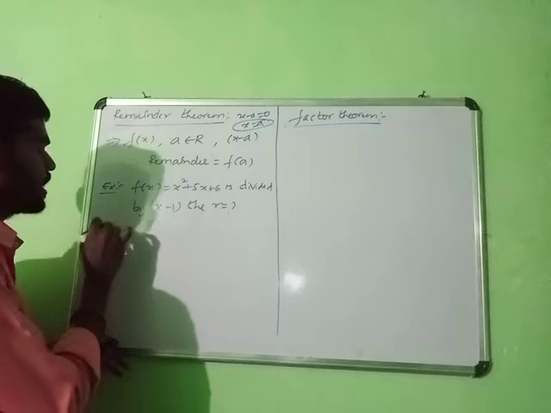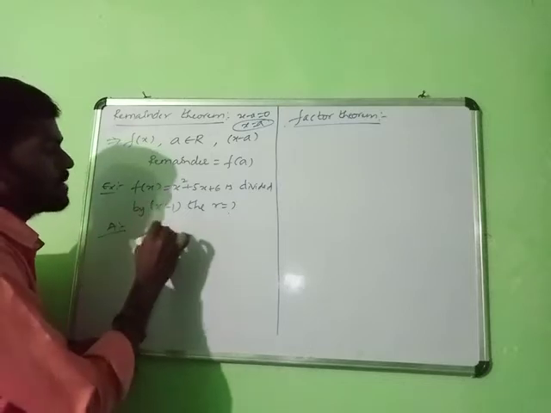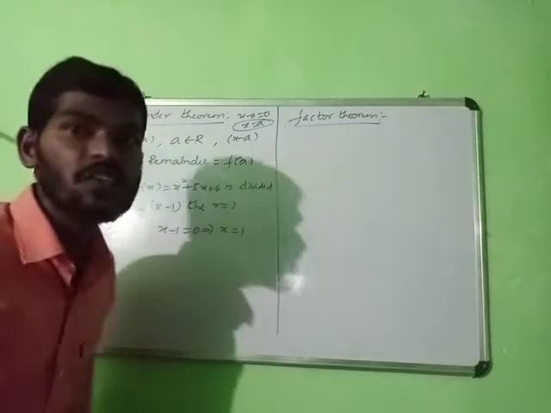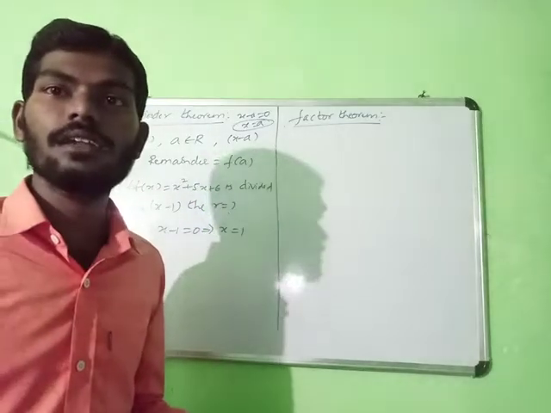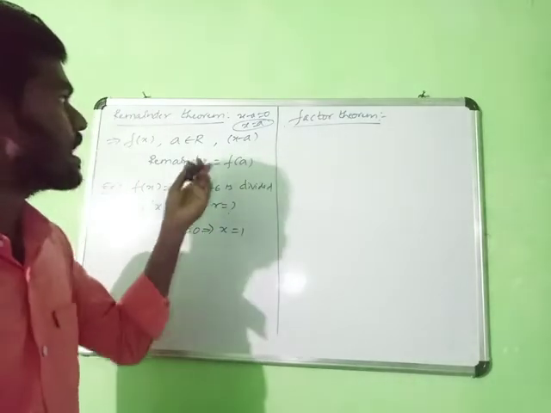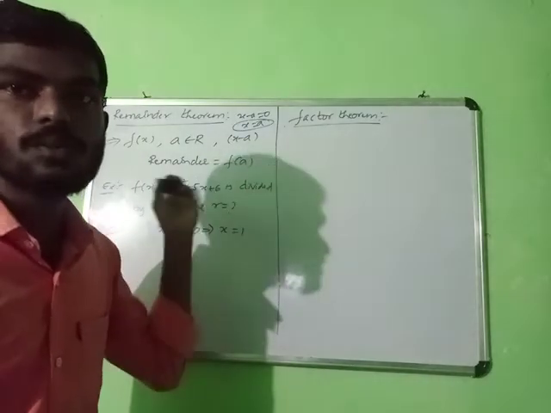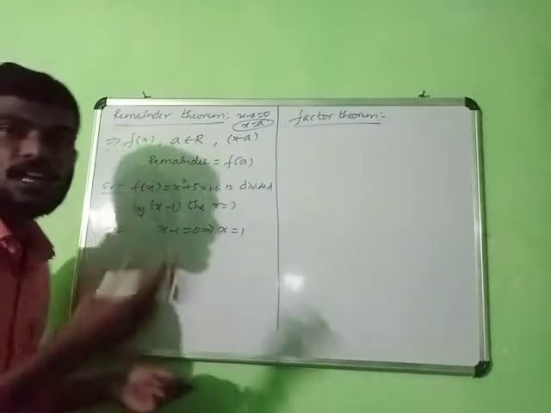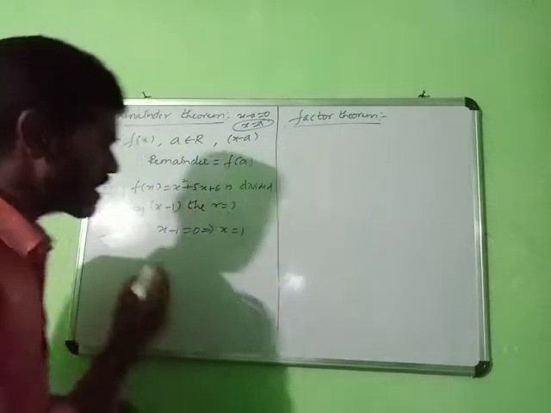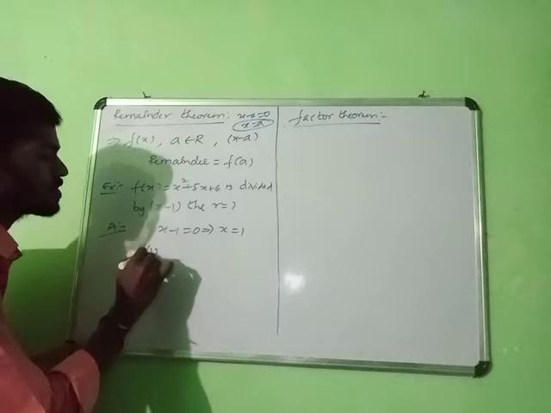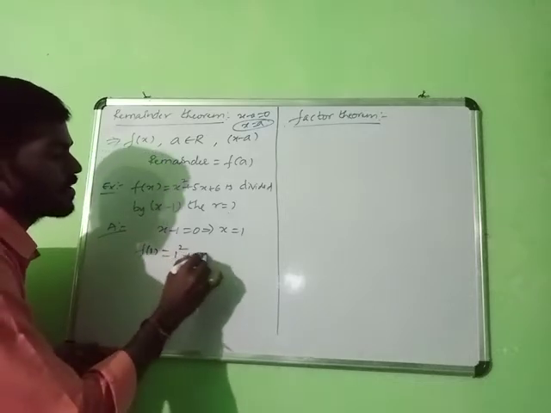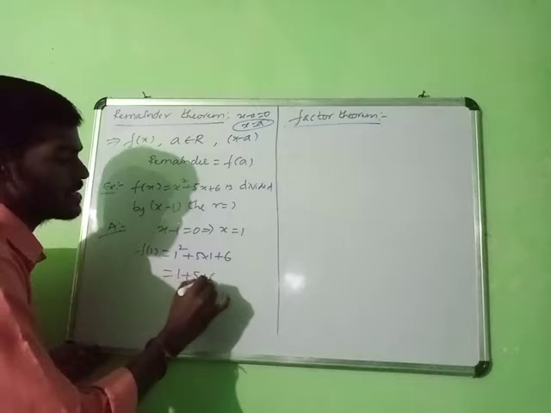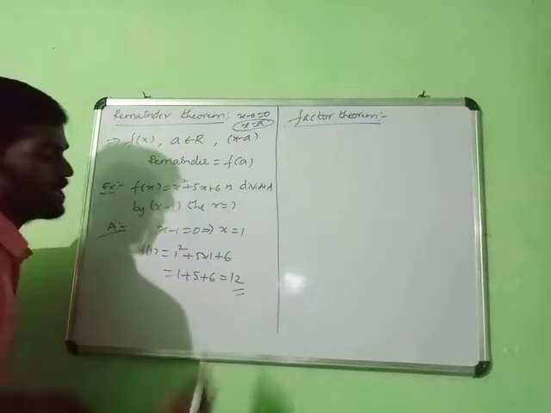Here what is the answer? Take for example, x minus 1 equal to 0. What will come? x is equal to 1. Now how to find the remainder? f of 1 is the remainder. If we divide by x minus a, the remainder is f of a. If we divide by x minus 1, the remainder is f of 1. So what will come as the remainder? f of 1 is equal to 1 square plus 5 into 1 plus 6. 1 plus 5 plus 6 is equal to 12.